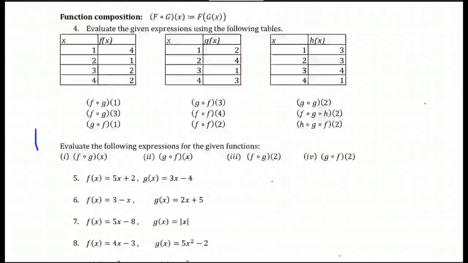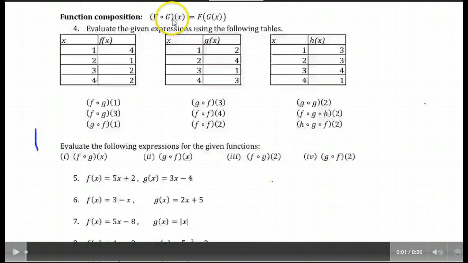In this video, I'm going to do a number of examples from section 2.6 on function composition. The definition for function composition is written f circle g like this. We create a new function. We call it f composed with g, or the composition of f with g.